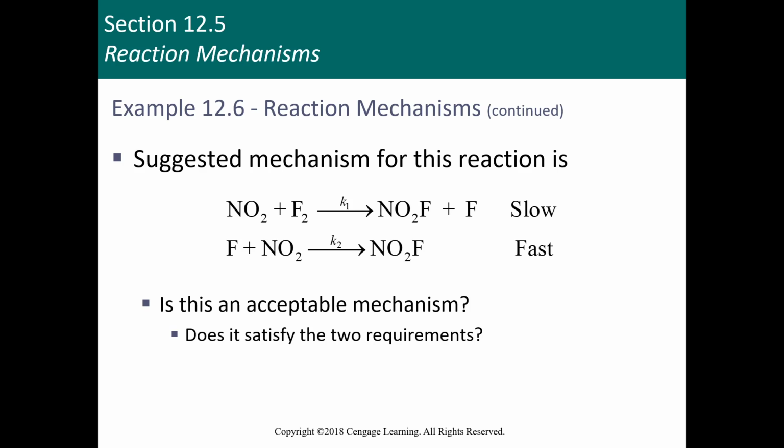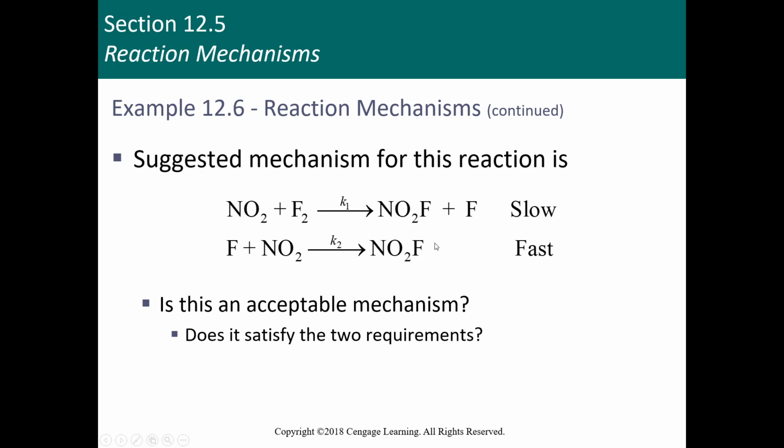So let's try suggesting a mechanism for this reaction. So this is our suggested mechanism right now. We have NO2 runs into F2. These react to form NO2F plus F. We say this is a slow step, meaning it takes a lot of time for this to go through. Now, this F right here is going to run into another NO2. This right here is going to give us another NO2F.